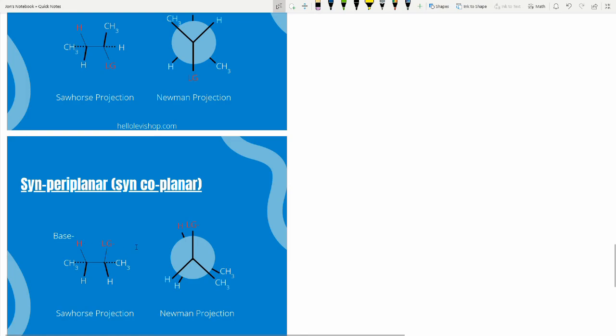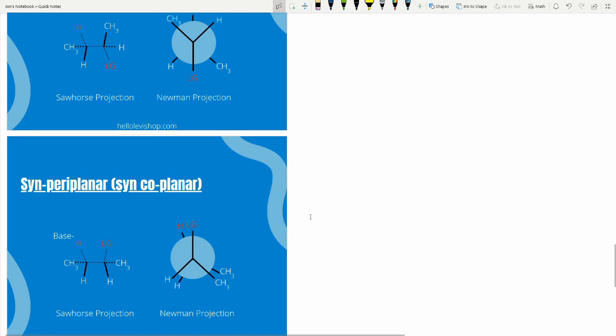Now, in this conformation right here, the beta proton, which is supposed to be abstracted, and the leaving group are on top of each other, as you can see in this Newman projection. We also call that eclipsed. The orbitals are aligned, but this time it's the syn-periplanar conformation. This is unfavored due to the negatively charged leaving group as well as the negatively charged base, which will repel each other. Another reason is that in the transition state, the eclipsed interaction also results in a higher energy, which is unfavorable.